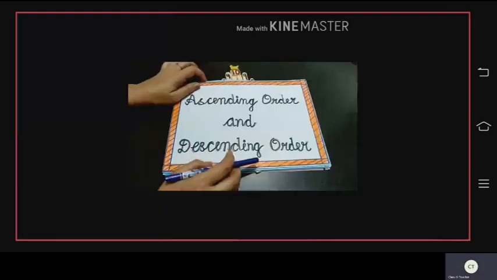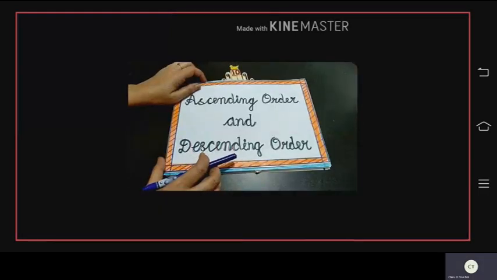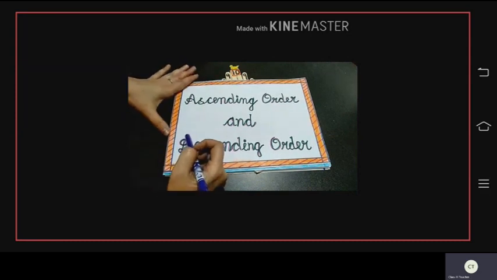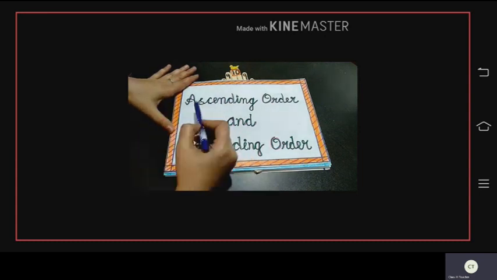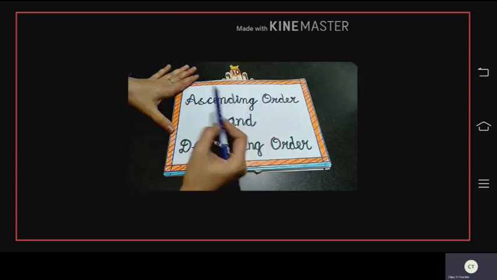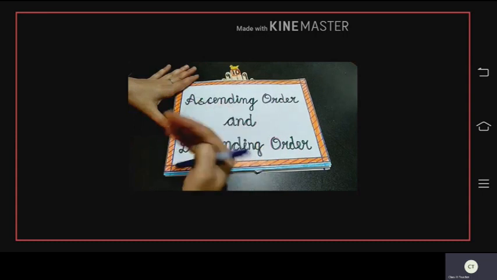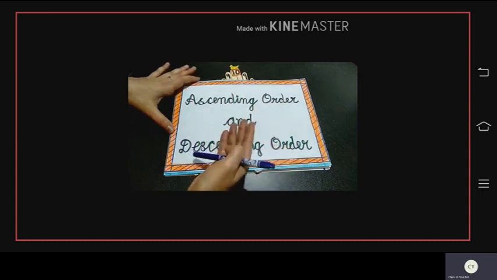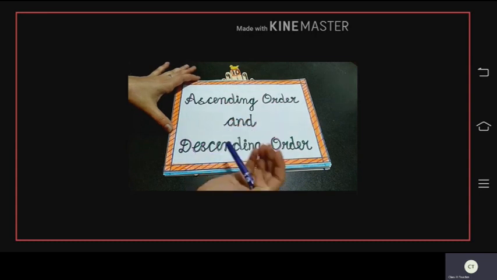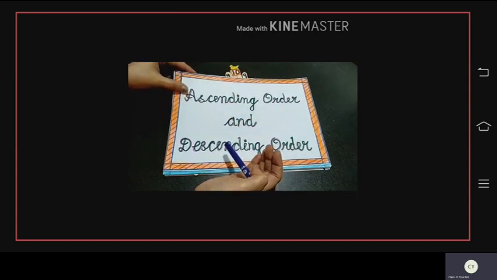Children, today I have come up with a new topic, that is ascending order and descending order of numbers. What is ascending order actually? When the numbers are arranged from smallest to the greatest, it is called ascending order. When the numbers are arranged from greatest to smallest, then it is called descending order. Ascending order is also known as increasing order. Descending order is also known as decreasing order.